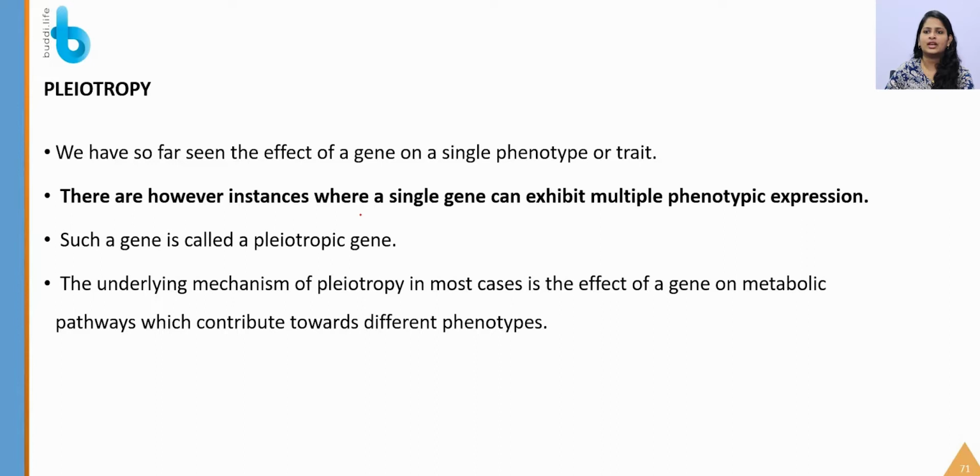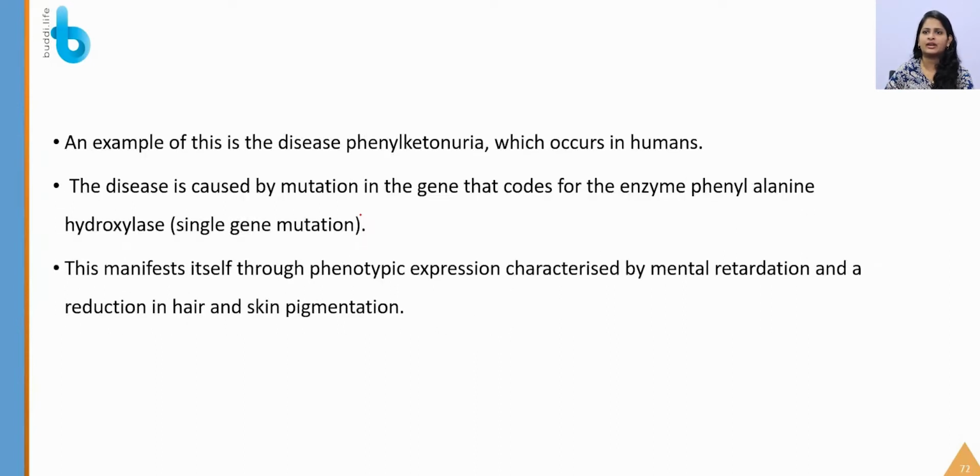So we are going to take an example of a disease, phenylketonuria, which is characterized by the inability of the body to convert phenylalanine into tyrosine because of the absence of the enzyme phenylalanine hydroxylase. This disease is caused by a mutation in the gene that codes for the enzyme phenylalanine hydroxylase. So this is a single gene mutation, but it will have various types of effects.